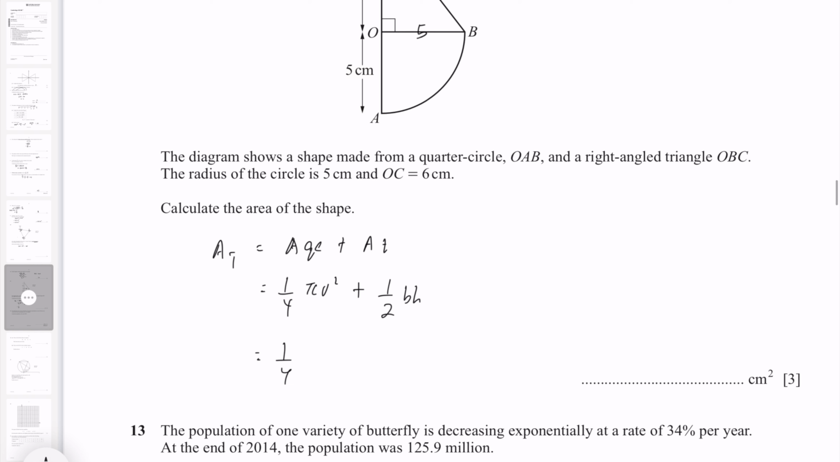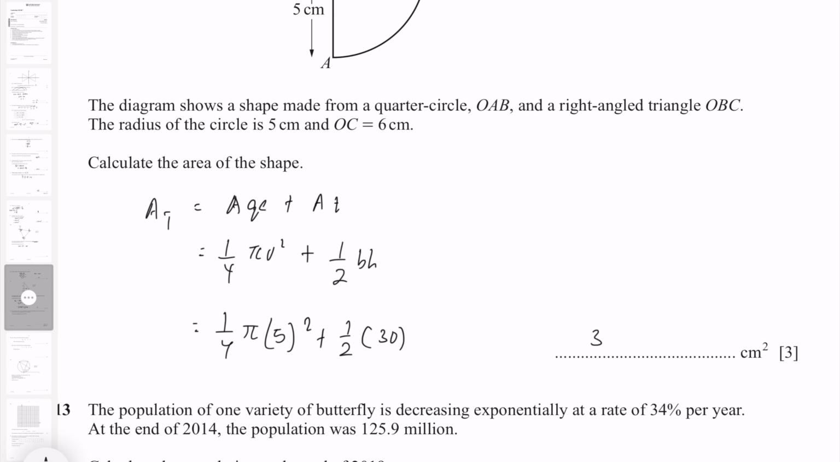1/4 of pi, I'm going to use the one in my calculator. Radius is 5 squared plus half of 6 times 5 is 30. So that's 15. Okay, so I've got to add 15. 1/4 times 25 times pi, add 15. So it's 34.63. Alright, that's it.